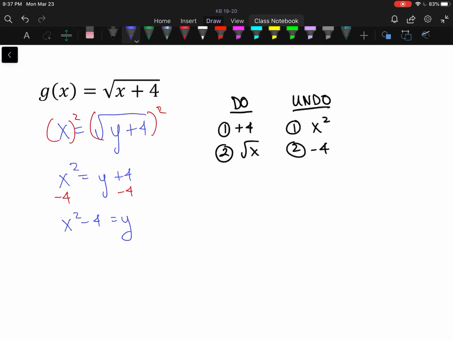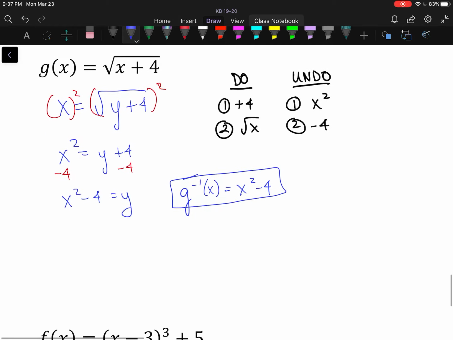This one also will require an extra step later on, but we will talk about that at another point. I really just want to focus on being able to find the inverse and undoing these equations. And so this would be our final answer.